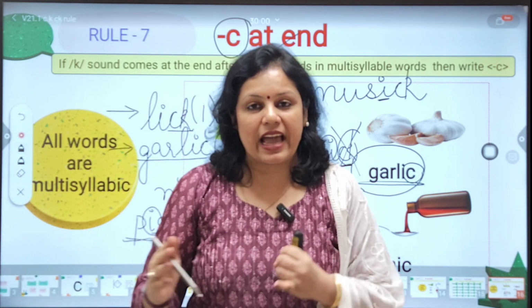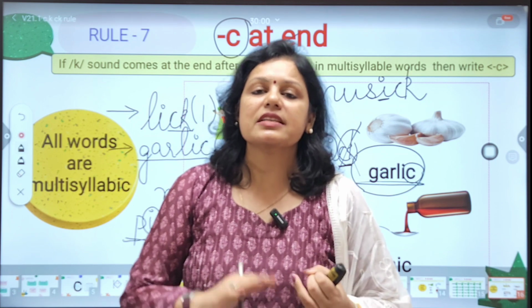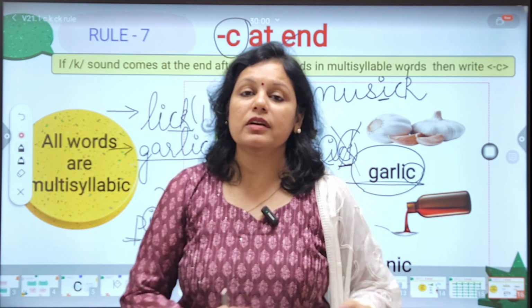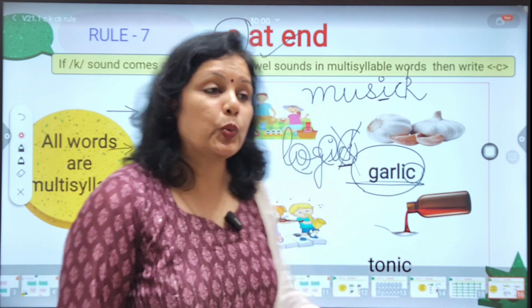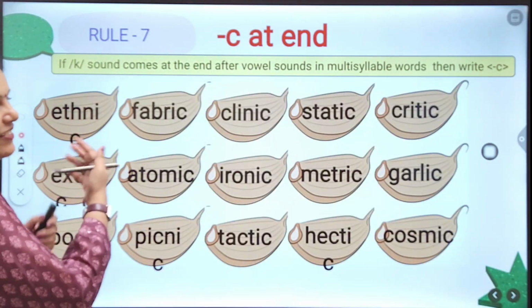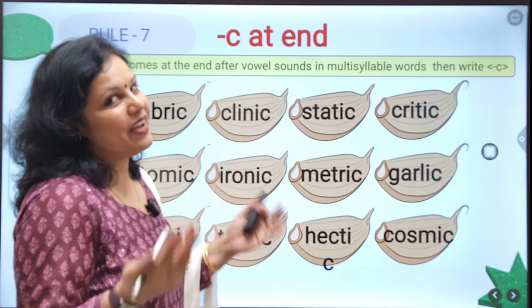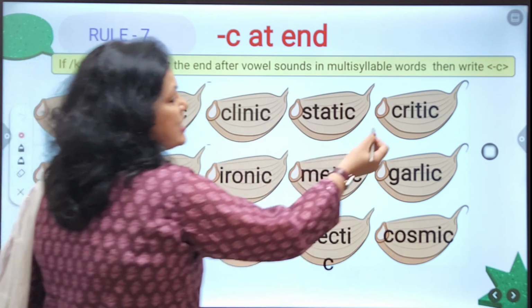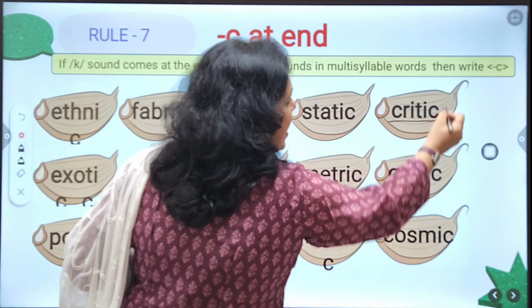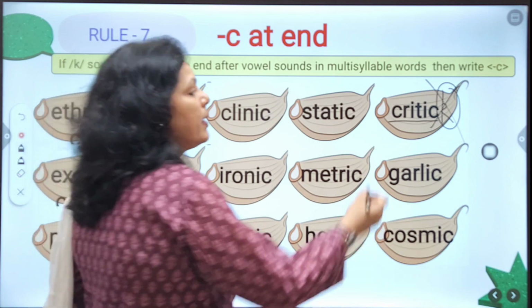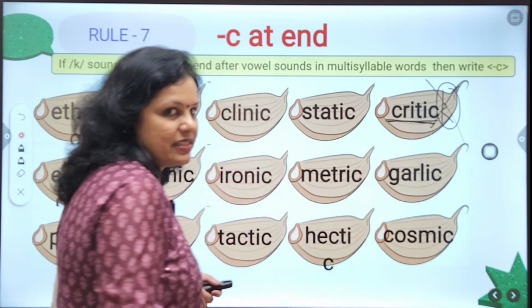These three rules that I have discussed right now are slightly complicated rules, but one by one you need to give them to the children. So let us see the words here. I have taken the garlic cloves here, since garlic follows a rule like this. So it is critic. Why don't we have K here? Because the word is having two vowel sounds.